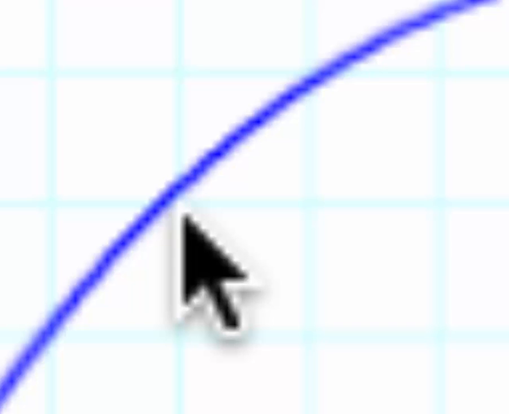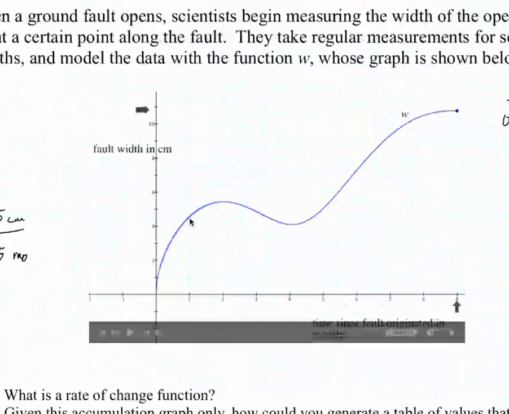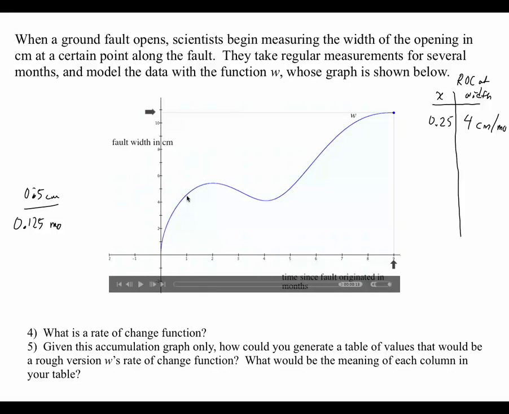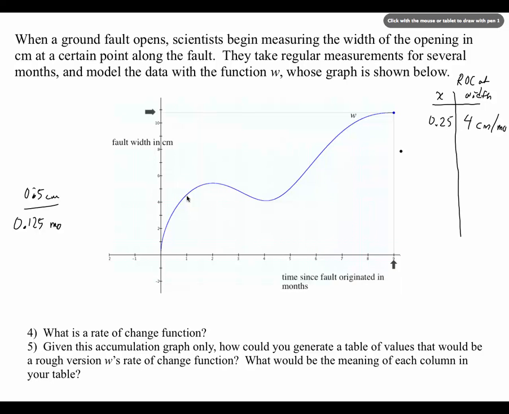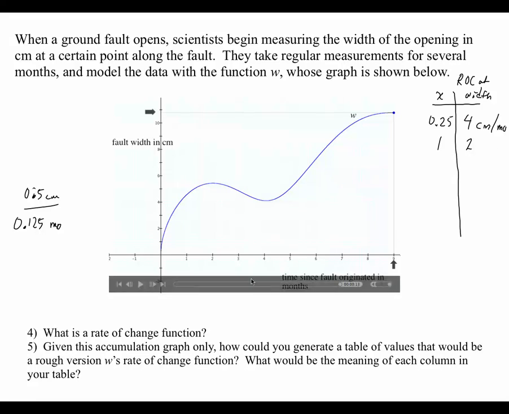And what is that rate of change? Delta y over delta x. Is it 2? So here we are at 1, and our estimate is 2 centimeters per month. Okay, let's do 3.